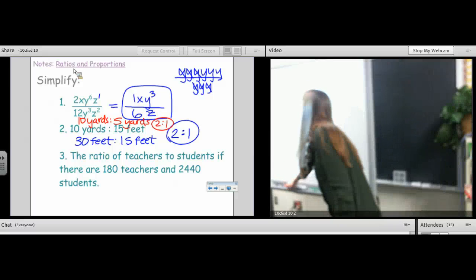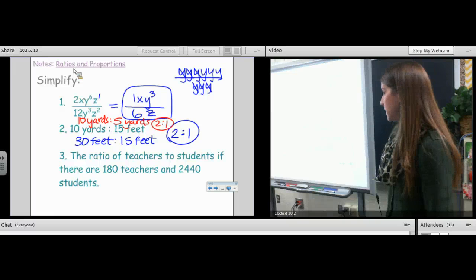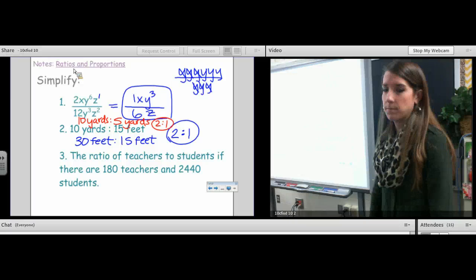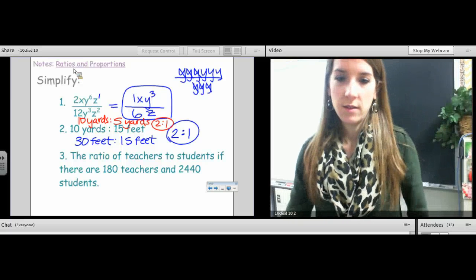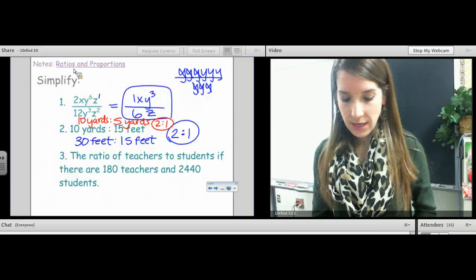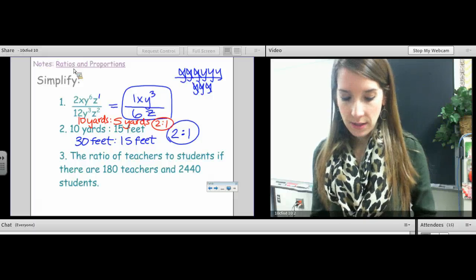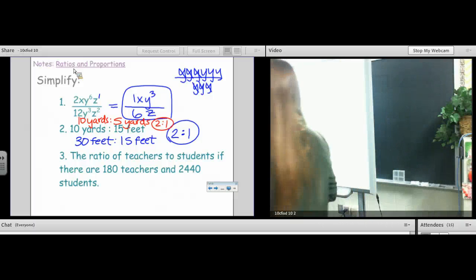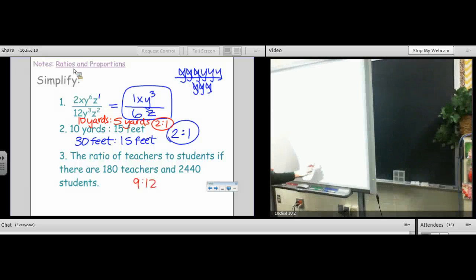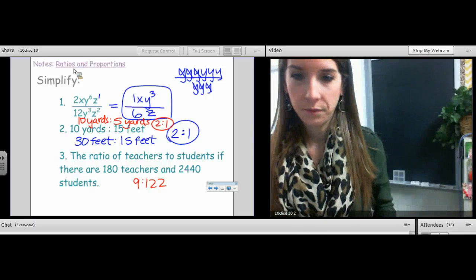Okay, the next one, the ratio of teachers to students if there are 180 teachers and 2,440 students. Teachers to students. So you want to put the teachers first, and you want to divide it by the students, and then you want to simplify it. And I got 9 teachers for every 122 students.